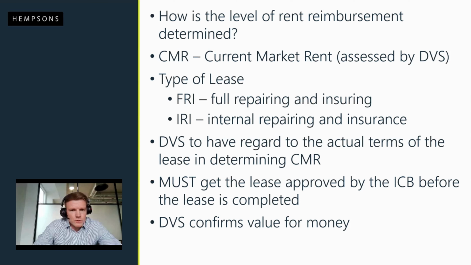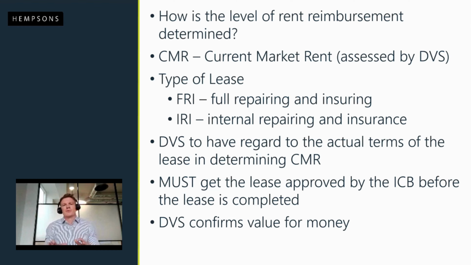So moving on to how the level of rent reimbursement is determined. This is an extremely important point because the rent that's reimbursed is not simply what the lease says the rent is. As I mentioned before, it's CMR, current market rent. Essentially that is the market rent for your premises, including some funding to reflect additional costs relating to external maintenance and buildings insurance, perhaps, to the extent that that's relevant to your lease. I'll explain that in a bit more detail shortly.